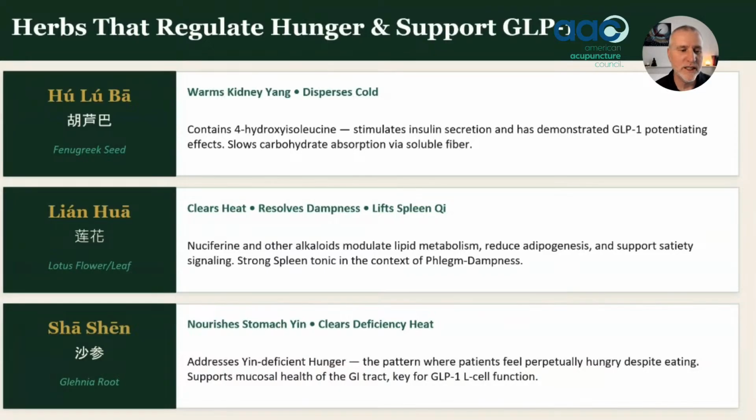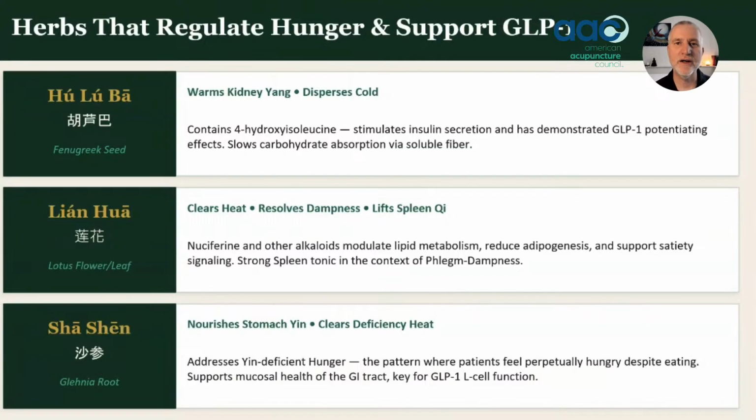Then we have the lotus flower, which is lian hua, which clears heat and resolves dampness and lifts the spleen qi. And luciferin and other alkaloids modulate lipid metabolism. This herb is very high in luciferin, and it reduces adipogenesis and supports feeling of fullness and signaling, and is also a strong spleen tonic in the context of phlegm dampness. So it has a lot of these functions also.